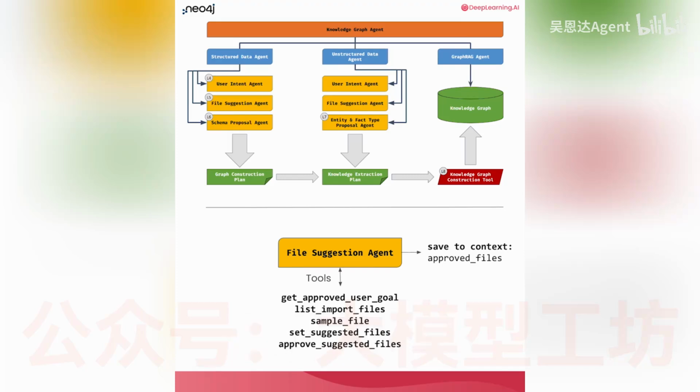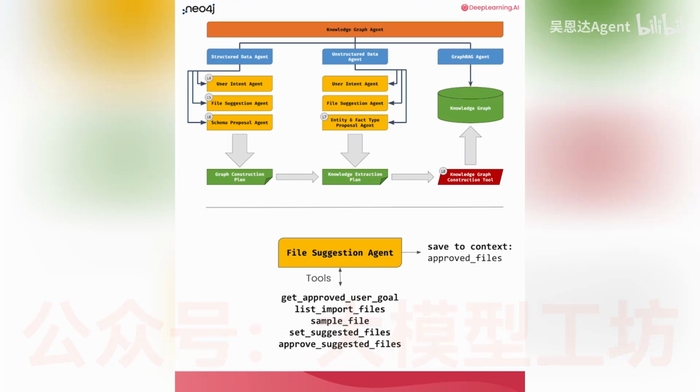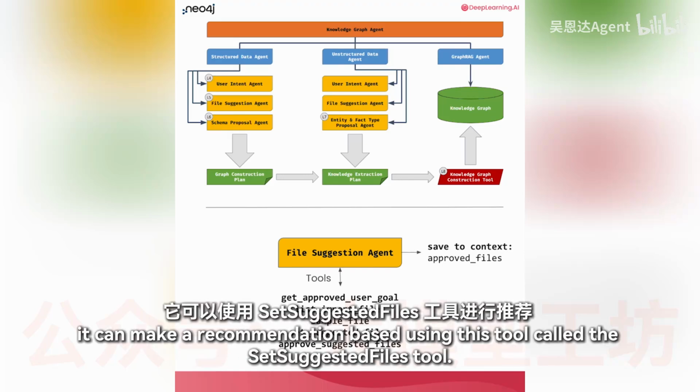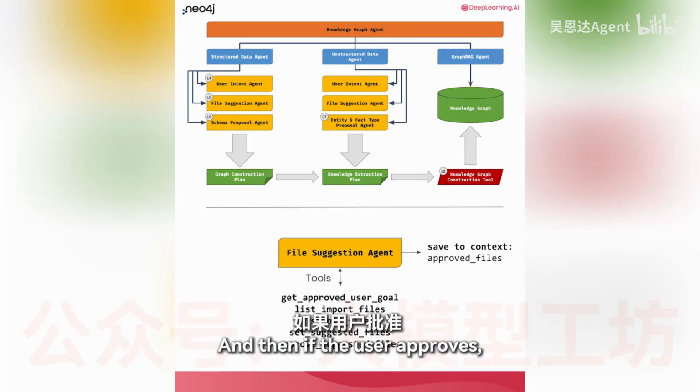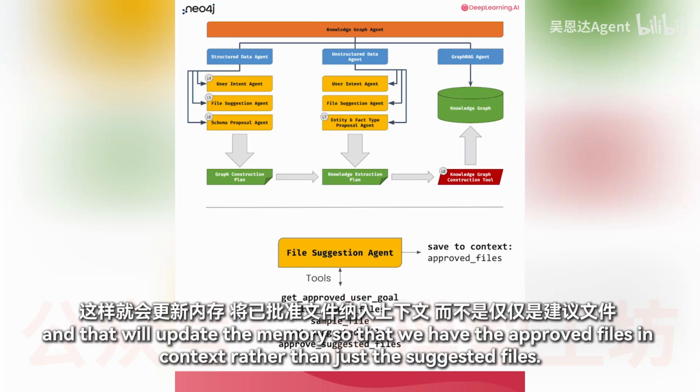For any of those files, it can sample the file. That's like doing a little bit of a read from the file. It can only read about 100 lines. And then based on that, it can make a recommendation using this tool called the Set Suggested Files tool. And then if the user approves, it will call the Approved Suggested Files tool, and that will update the memory so that we have the approved files in context rather than just the suggested files.